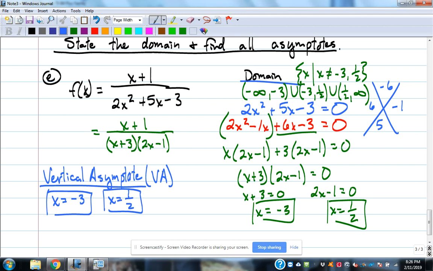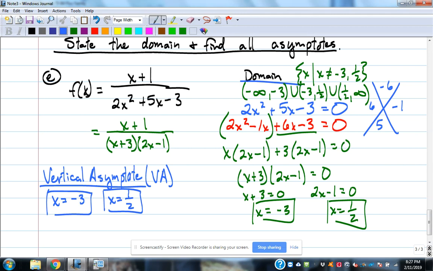The rules are that we look at the degrees of the numerator and the denominator. Because it didn't simplify, we can go back to the original one and ask, what's the degree of the numerator? 1. There's a 1 exponent on that x. What's the degree of the denominator? x squared, so it's 2. So the degree of the numerator is less than the degree of the denominator.